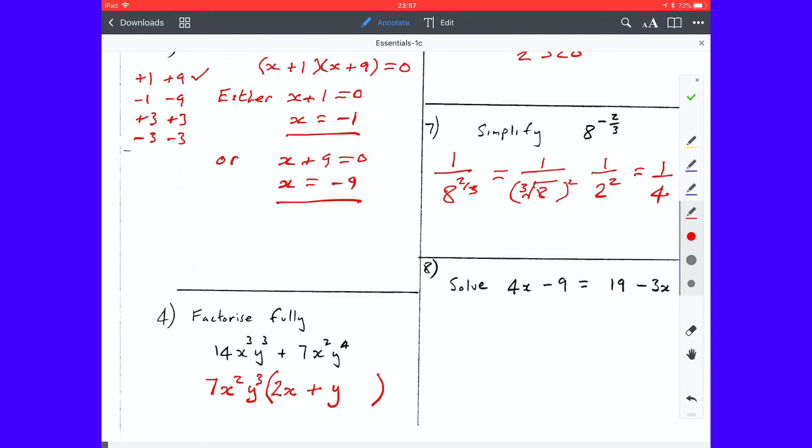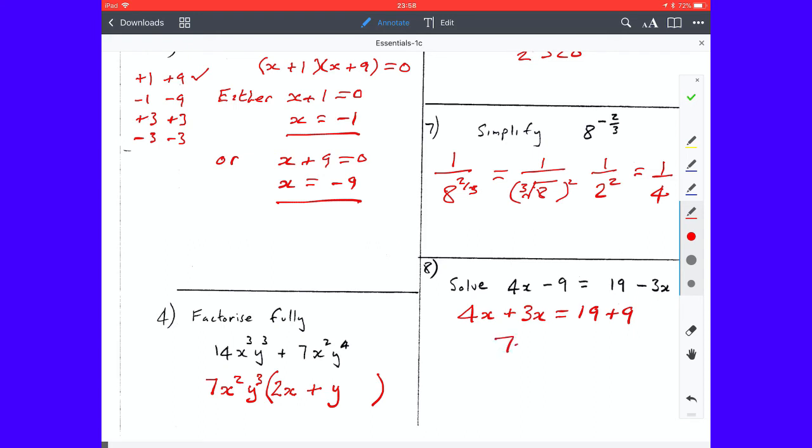And the last question. Solve 4x minus 9 equals 19 minus 3x. Bring the x's to the left. The 4x is already there. The minus 3x when it comes across becomes plus 3x. Equals 19 is already on the right. Take the minus 9 across and it becomes plus 9.